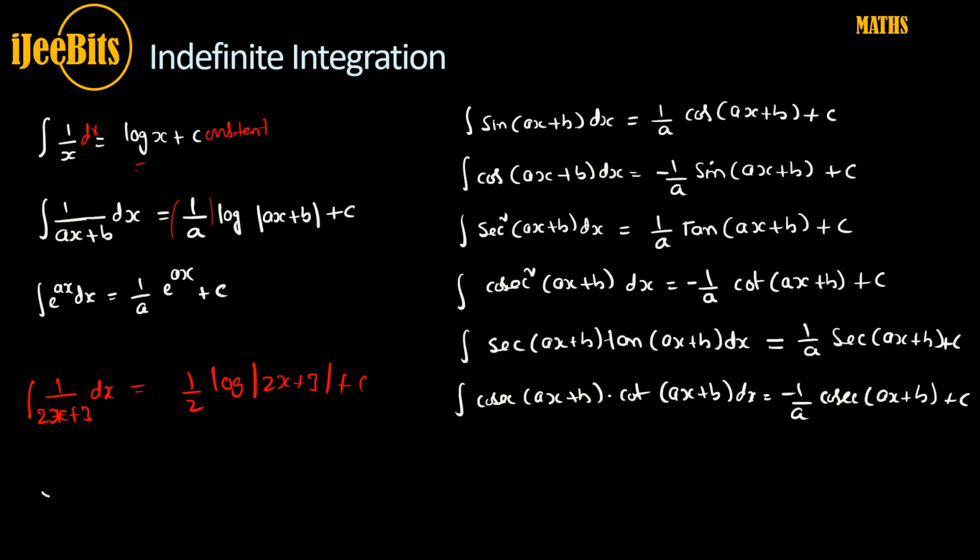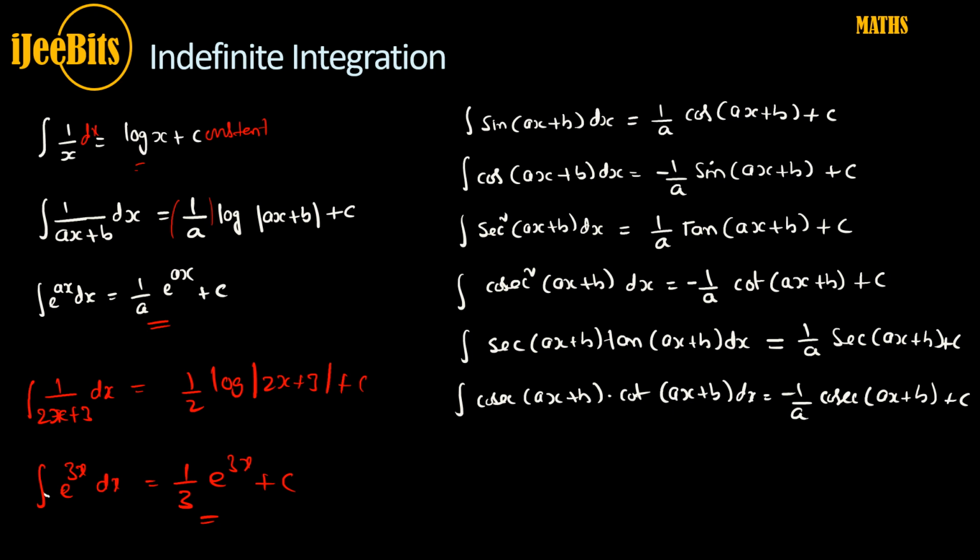So let's say you have e power 3x dx. How do you write it? In place of a you have the number 3, a constant value. So if you apply this formula, 1 by 3 e power 3x plus c, that is how you have to write it. You got it?